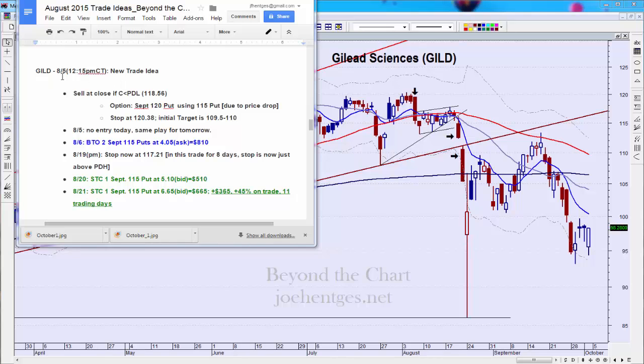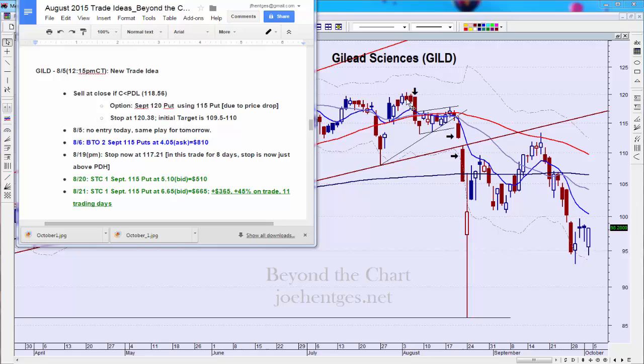What we had here on August 5th is I issued a new trade idea. This is the detail right off my trade ideas page that I have for the insider members on my website. This is the exact detail that I produce. I issue the idea and I talk about where the entry is. I have an option series that's suggested, and a stop and an initial target.